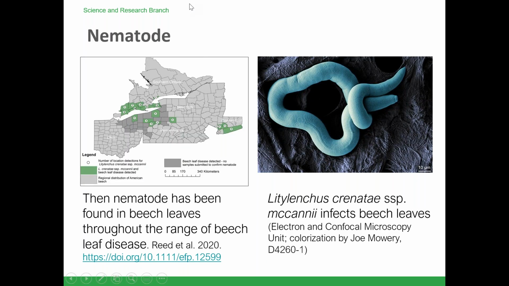So it's taken since 2012 to understand what is the causal agent for beech leaf disease, and one of the reasons it's taken so long is because this one is rather unusual. We found a nematode is involved in the disease, and there's a paper that was published in March of 2020 with Carta et al. We worked with the labs in the US to run disease trials that showed that when you spray the buds of beech trees with a solution containing this nematode, Litylenchus crenatae subspecies mccannii, the leaves that come out of those buds in the springtime are infected with the disease.